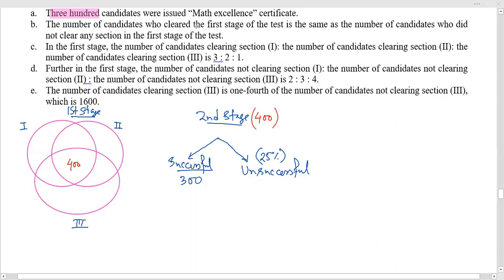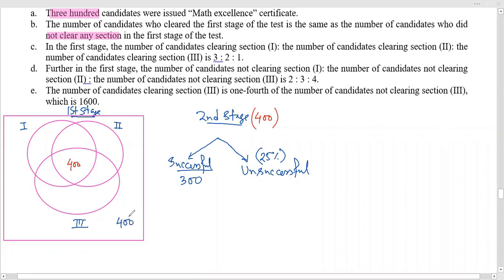Next, the number of candidates who cleared the first stage is the same as the number of candidates who did not clear any section in the first stage. Did not clear any section would be outside of that. Let me go on drawing the entire part of it. That is the first set of people, and the people who did not clear are outside, and that number outside will be the same. The number of candidates who cleared the first stage is the same as the number who did not clear, so outside would also be 400. It is our second point taken. First point, second point.